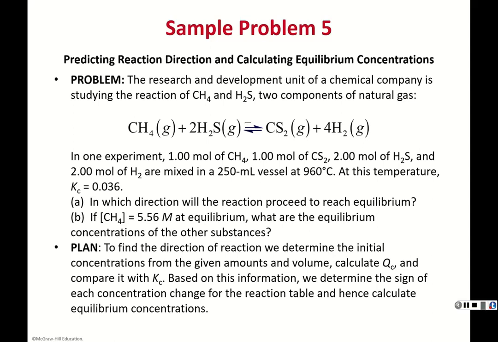Okay. So two parts to this question. A, in which direction will the reaction proceed to reach equilibrium? Right, so what that means when you see that question is you're going to have to calculate a reaction quotient, Q, and compare that to an equilibrium constant. Okay, and then part B, if the methane concentration is 5.56 molar at equilibrium, what are the equilibrium concentrations of the other substances? So that's where we're going to actually have to use our reaction table.